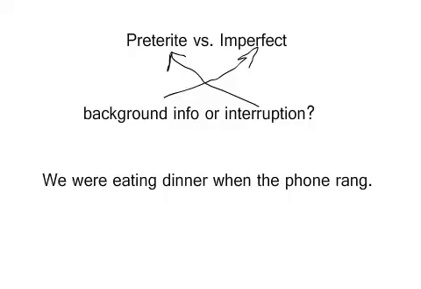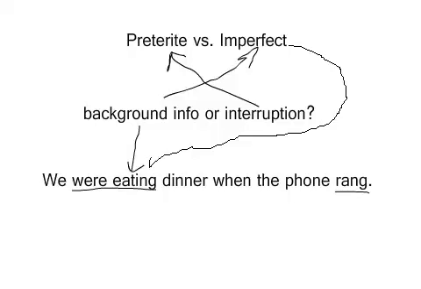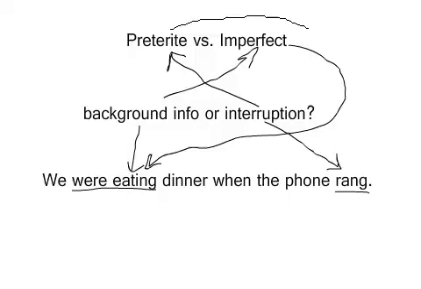Here's an example. We were eating dinner when the phone rang. We have two actions here. Were eating and rang. One of these is background and one is an interruption. Our background info is that we were eating dinner. Therefore, that's going to be the imperfect tense. Our interruption is that the phone rang. Therefore, that's going to be the preterite tense.